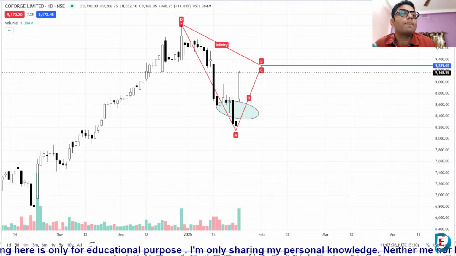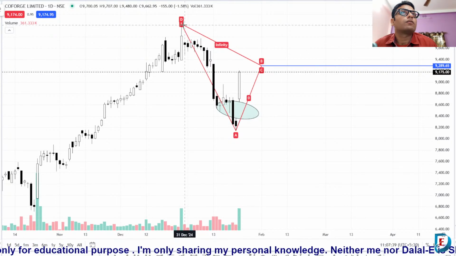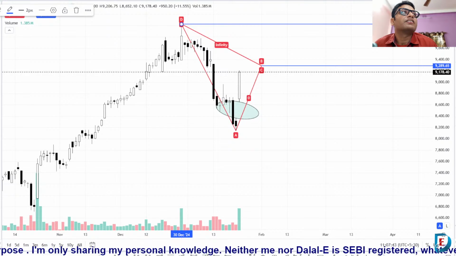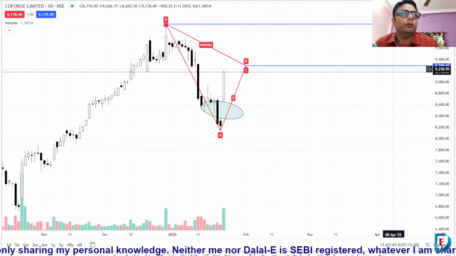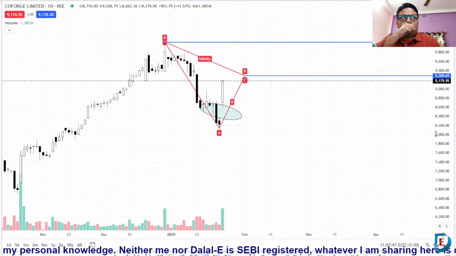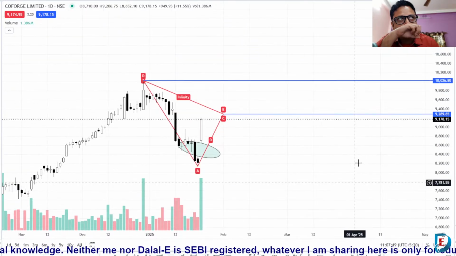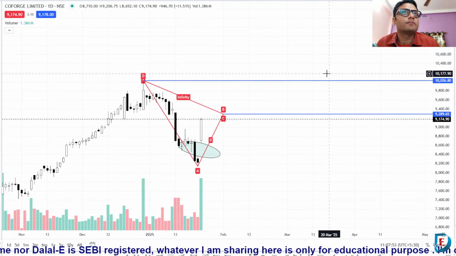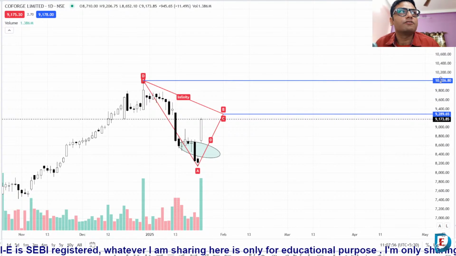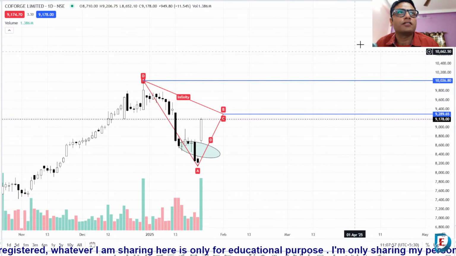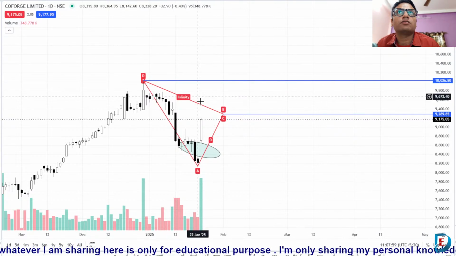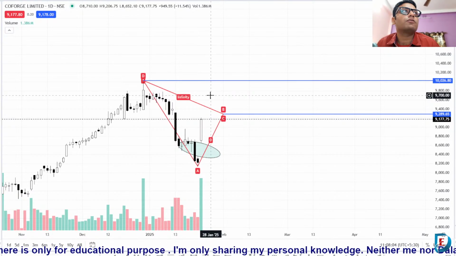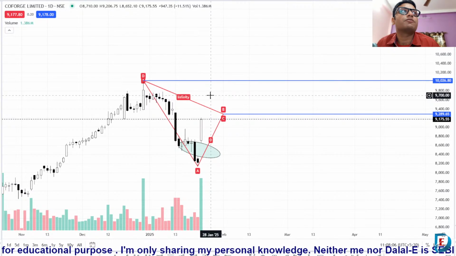then price will head towards this level, 10,026. And if price successfully sustains above this level, 10,026, we will witness a further upside rally. So Coforge is a stock which must be on your watch list right now.